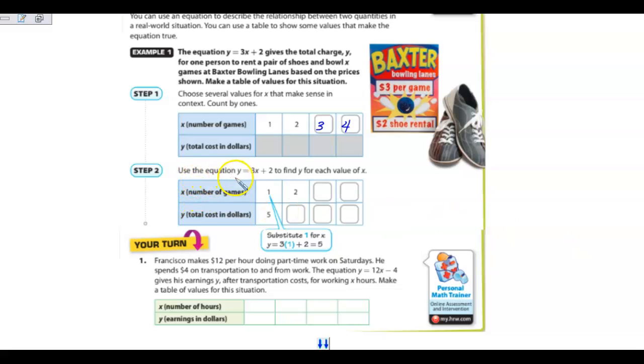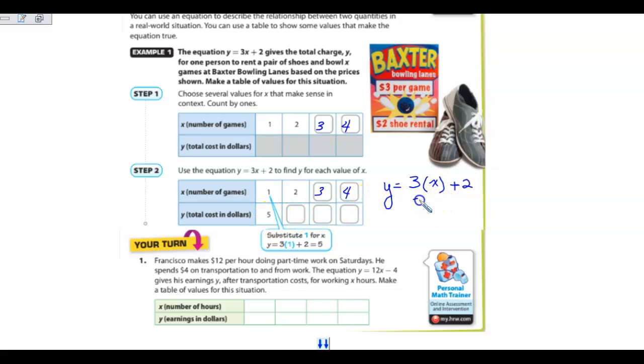So they want us to use the equation y equals 3x plus 2 to find y for each value of x. And we said that these two were 3 and 4. So I'm just going to go ahead and add those in. What I'm going to do is just substitute each time my value for x to find out what y is. So they've already done 1. For 1 game, it's going to cost $3 for the game and $2 for the shoes. And so altogether, it's going to be $5.